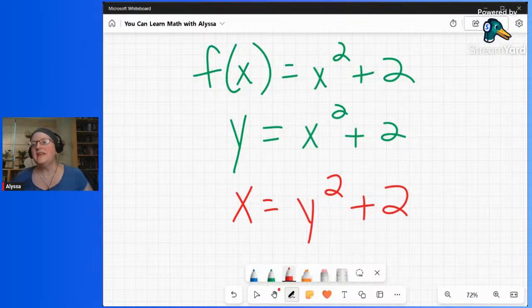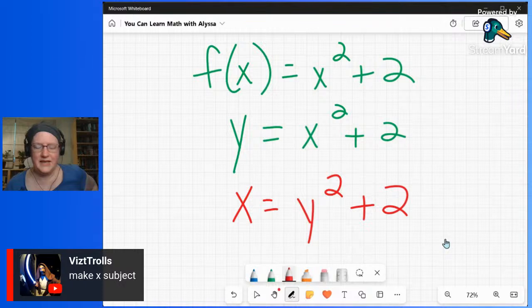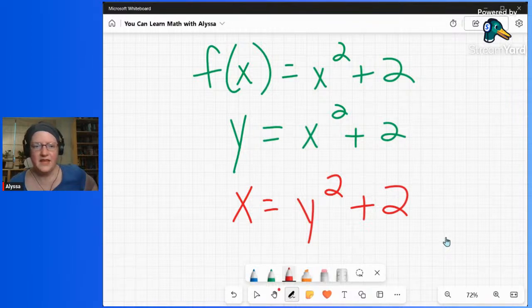So let's see. Okay, I do have a comment here. It says to make x the subject. Make y, make x the subject. Okay, make x the subject. So you're commenting on the inverse, or you're asking me to cover something? Just want to make sure on that. Sorry if I'm misunderstanding. I apologize.